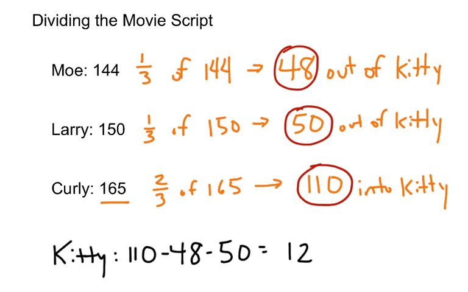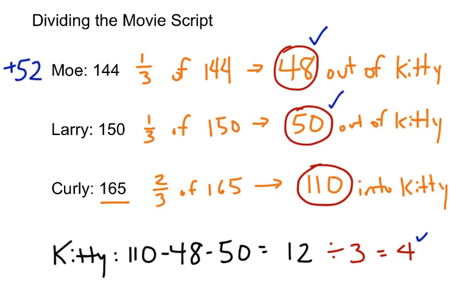This is the advantage of the Naster procedure. Now everybody gets a little bit extra kicked back to them. That $12 that's in there is divided among the 3 people, so everybody gets an additional $4 out of the kitty. So when all is said and done, with regard to dividing this movie script, Mo got this $48 plus 4 more from the kitty. So Mo got $52.